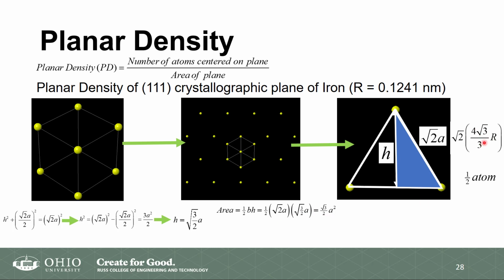We plug in the value for a, we get this expression, and now we have the area of the plane in terms of R, and we know that there's half an atom. So our planar density is given by 1/2 divided by the area, a squared root 3 over 3, which gives us this final value, 7.03 atoms per nanometer squared. So that would be how you calculate the planar density for a 1-1-1 body-centered.